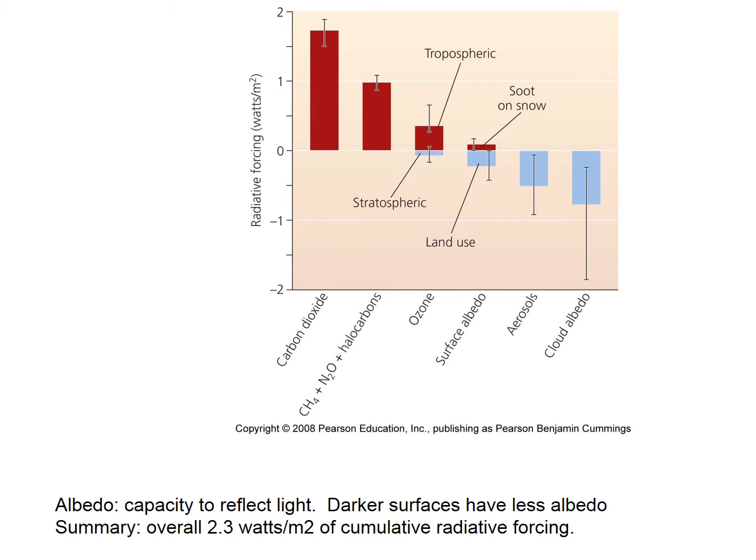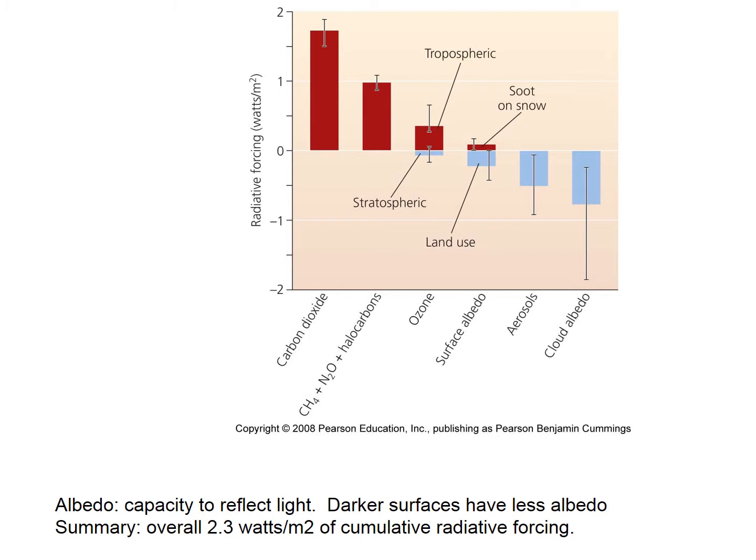But as we're increasing temperature, those ice caps are starting to melt. So more land is now visible. So we're decreasing the albedo. And also things like soot on snow is going to contribute to warming. So this surface albedo has both effects. Aerosols, we said cool, and then cloud albedo.